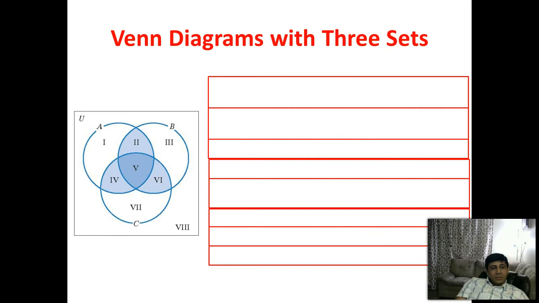Now let's look at a Venn diagram with three sets. In this slide we will learn how to interpret different regions in a Venn diagram and what they really mean. Here we have a Venn diagram which has three sets A, B, C, and there are different regions labeled here: 1, this white region here, 3, this white region here, 7, this white region here, and 5, which is common to all. We will see what the different regions mean and how to interpret all of them.